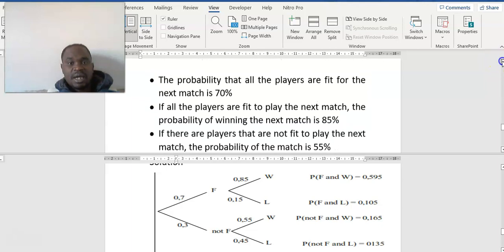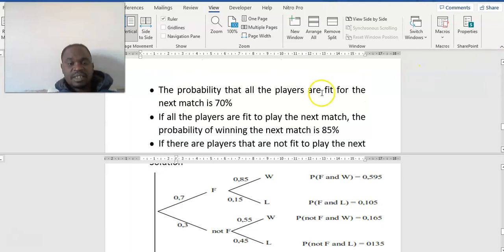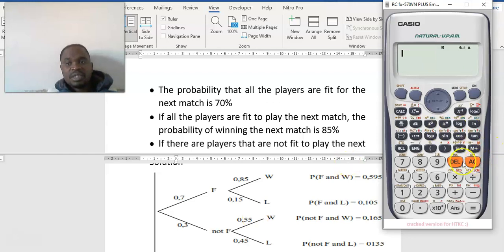Now if you check the first one, the question says the probability that all the players are fit for the next match is 70%. So it means the probability that all the players are fit is 0.7. How did we get it? 70% is the same as 70 divided by 100, which is 0.7.